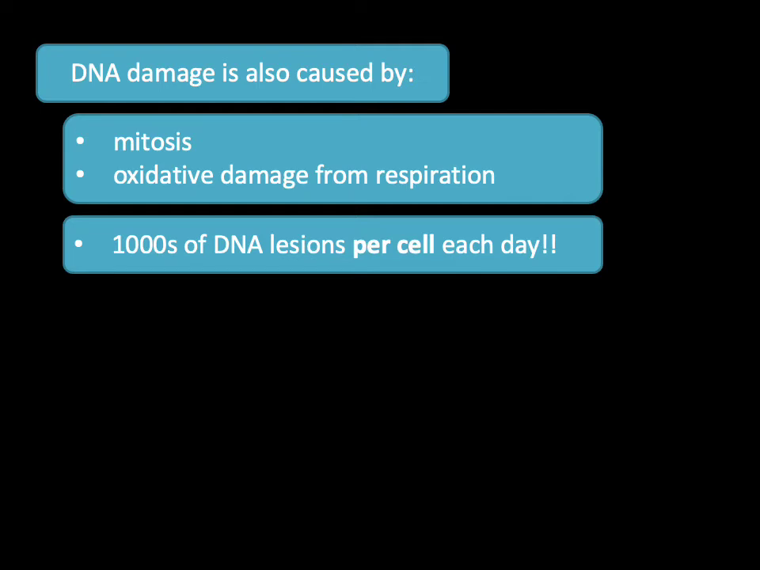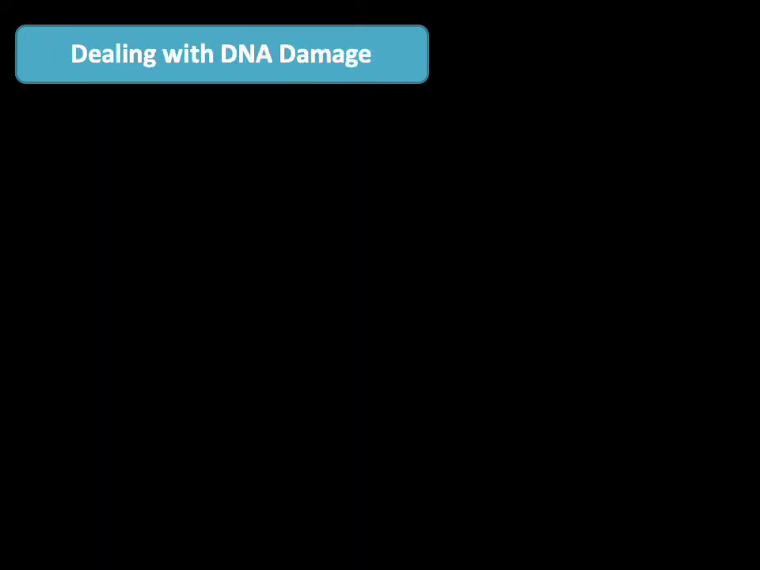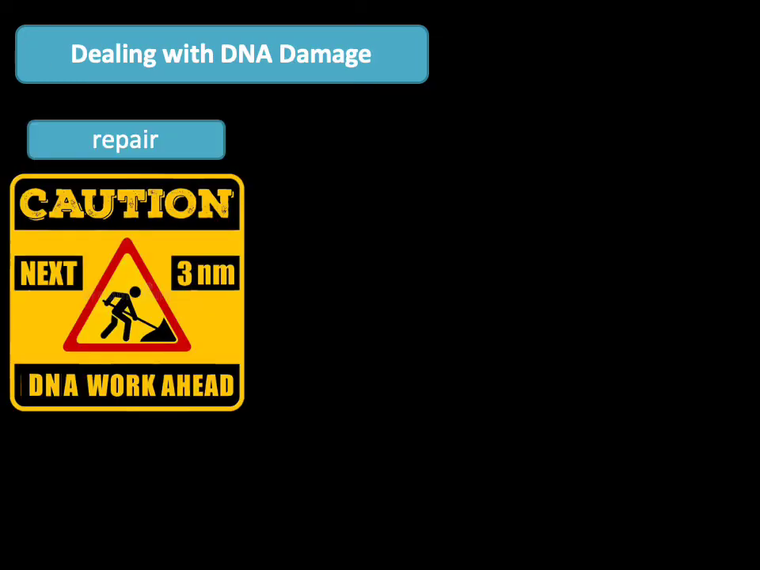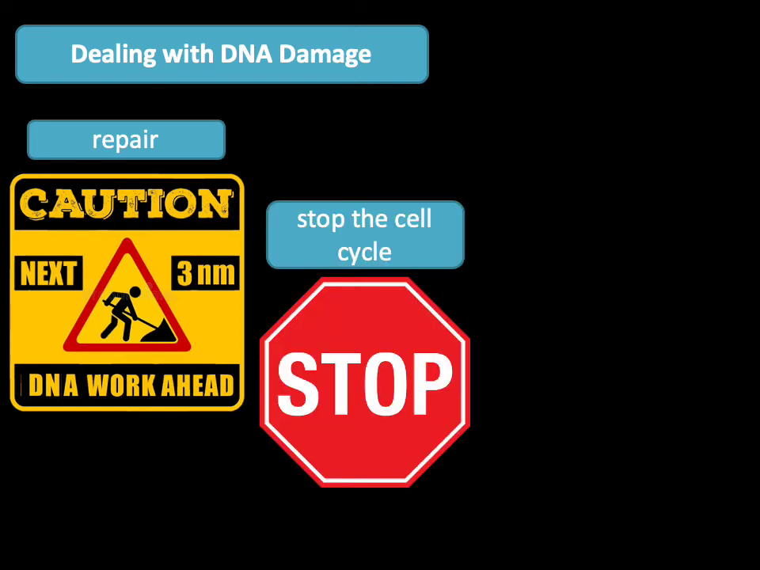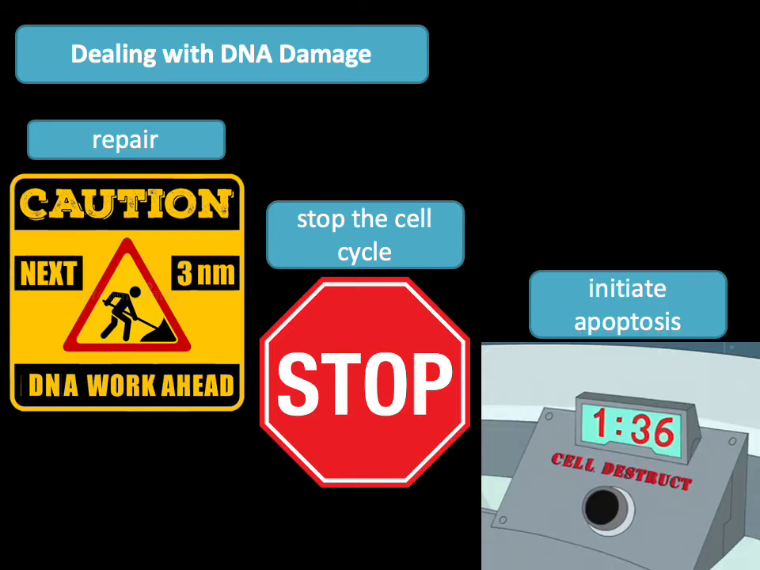It's important to recognize that there are other causes of DNA damage that we experience all the time. For example, mitosis can result in DNA damage, and cellular respiration causes some oxidative damage. In fact, our cells in our bodies each experience thousands of DNA lesions every day. Much of this damage is repaired through regular cellular repair mechanisms. Cells can also prevent the spread or replication of any damage by stopping the cell cycle, or even by initiating apoptosis, both of which prevent any mutations from being replicated.